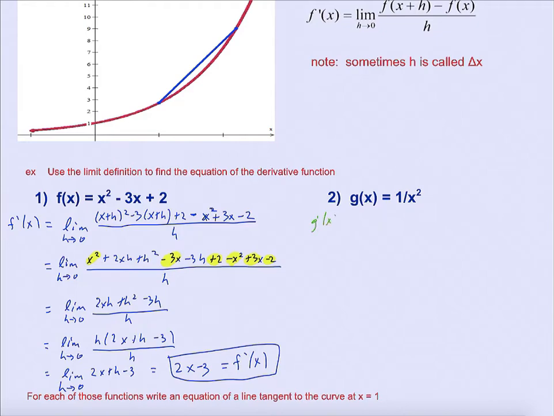G prime of x is equal to the limit of the difference quotient, so that's g of x plus h. Ooh, that looks like it's going to be annoying. Minus g of x over h as h, not x, as h approaches 0. Which again, just understanding the foundation behind this makes it much easier to remember.